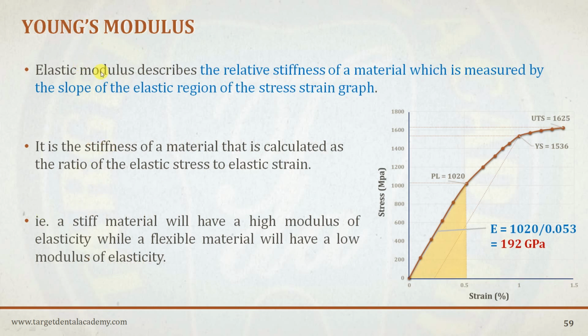Coming on to the Young modulus, the elastic modulus describes the relative stiffness of a material, which is measured by the slope of the elastic region of a stress strain graph. The stiffness of a material is calculated as the ratio of elastic stress to strain. A stiff material will have a high modulus of elasticity, while a flexible material has a low modulus of elasticity. Please keep this in mind: flexible material has a low modulus of elasticity, whereas stiff material has a high modulus of elasticity.